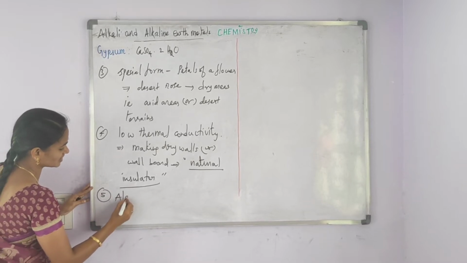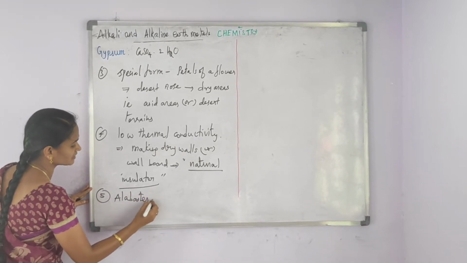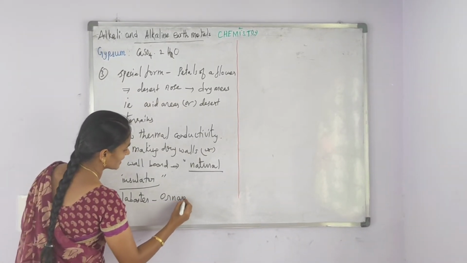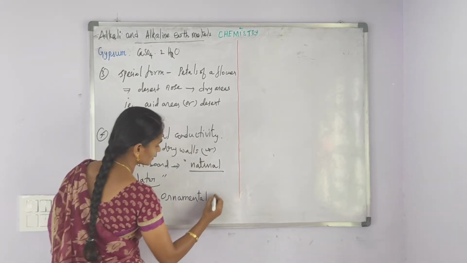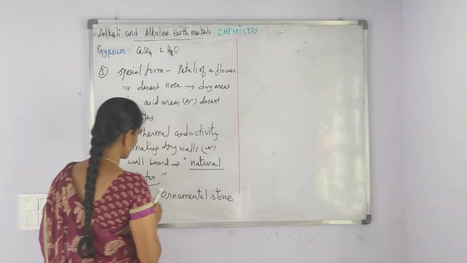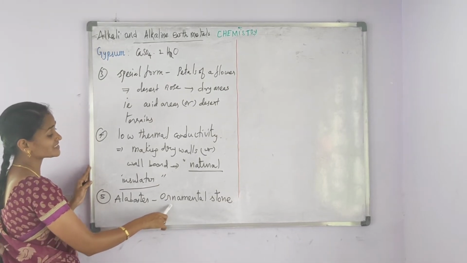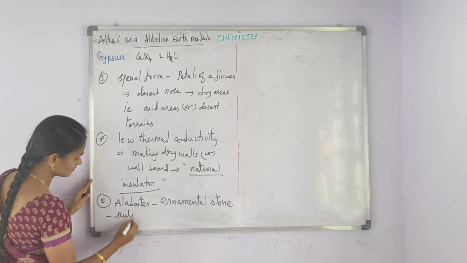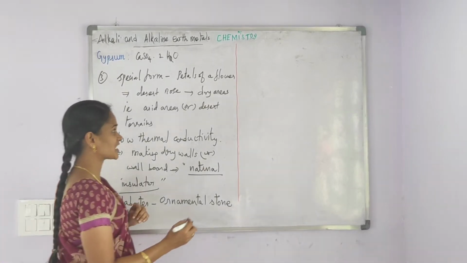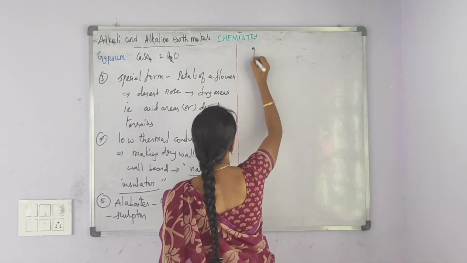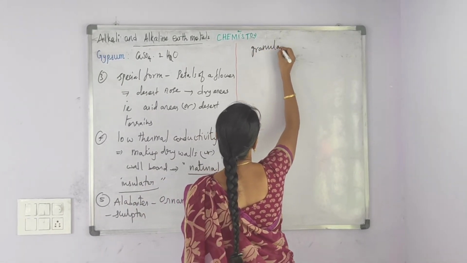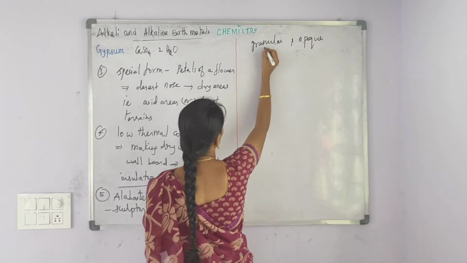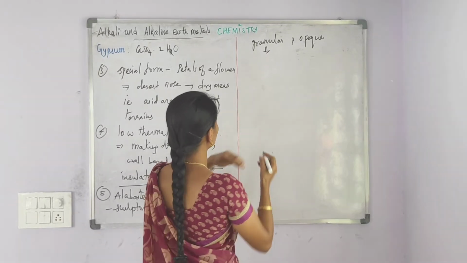And then alabaster is one of the varieties of gypsum. Alabaster is referred to as an ornamental stone by sculptors. The alabaster variety of gypsum is granular and opaque.